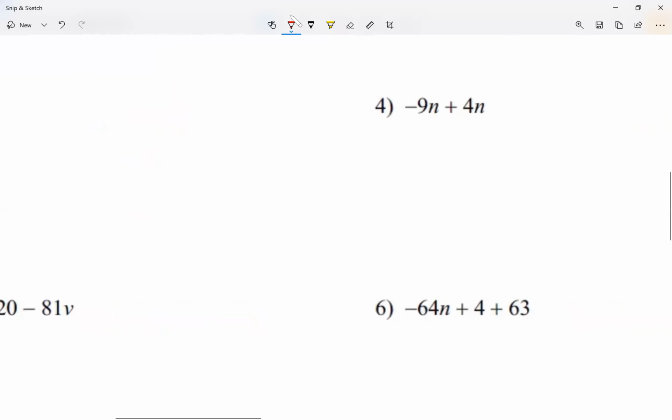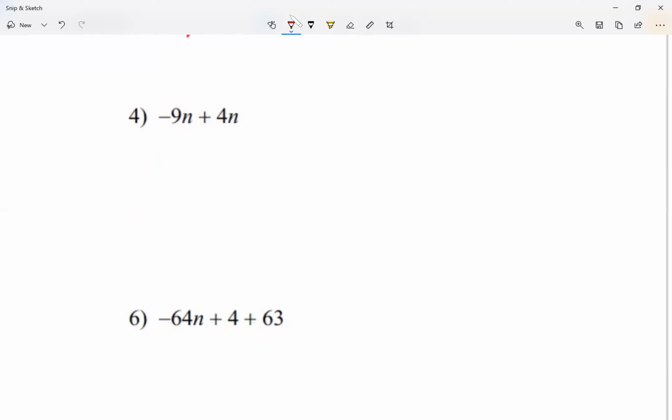And lastly, question number 4, negative 9n plus 4n. Just looking at the numbers, negative 9 and a positive 4. I know that when the signs are different, I subtract the values and keep the sign of the large one. So in this case, my answer will be negative 5n. Okay, that was it.